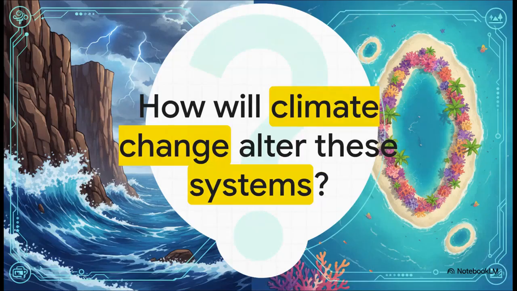And that brings us to a final, absolutely critical question for your geographical studies. Whether it's a high-energy cliff in Wales facing stronger, more frequent storms, or a delicate coral atoll in the Maldives facing warming oceans and rising seas, how will climate change and our own extreme human interventions permanently alter these open systems in the future? These coasts are going to be forced to find a terrifying new balance. It's your job to understand exactly how.